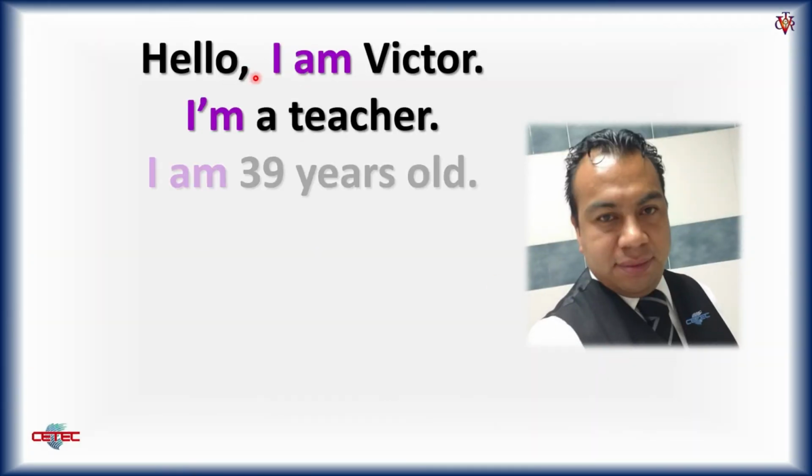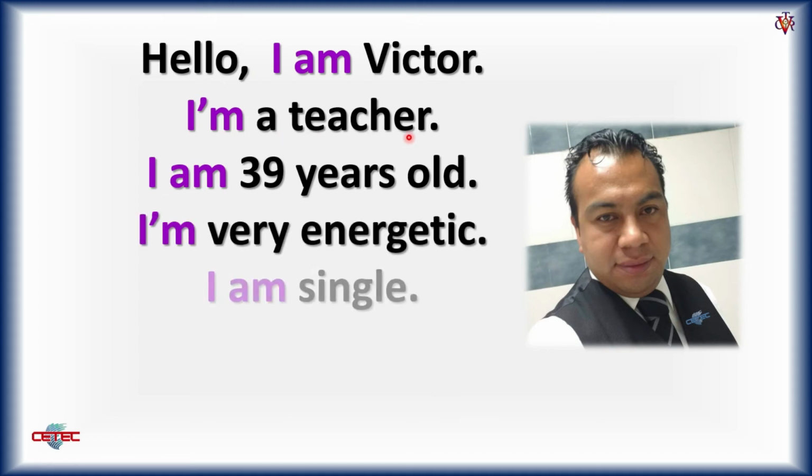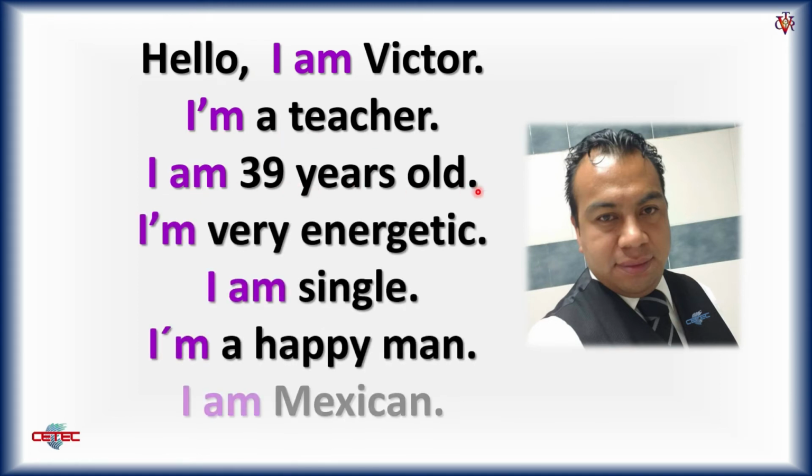Hello, I am Victor. I am a teacher. I am 39 years old. I am very energetic. I am single. I am a happy man. And I am Mexican. Here, do you see in a purple color that we can use those words in a full form or with apostrophe? Don't forget that all this option that I am, it's only to talk about yourself.